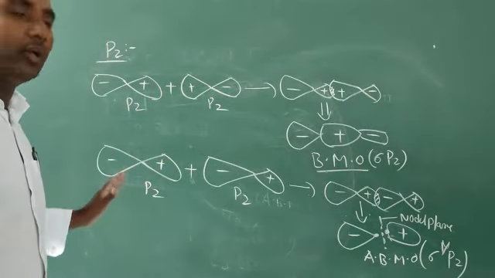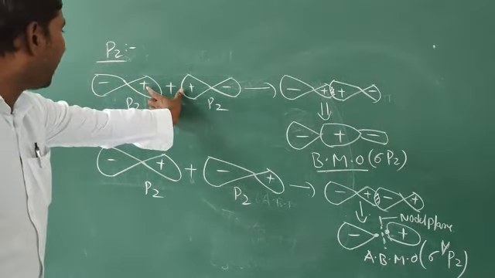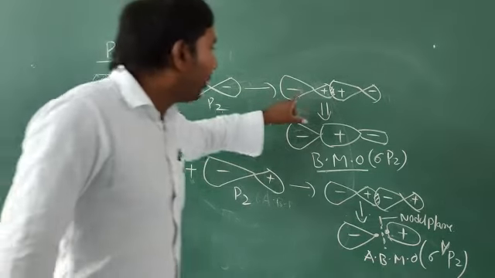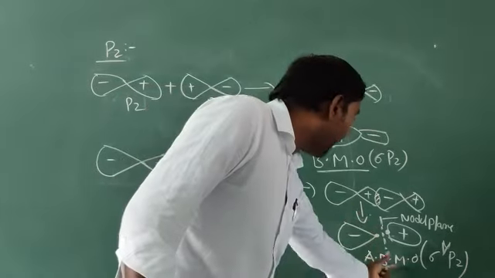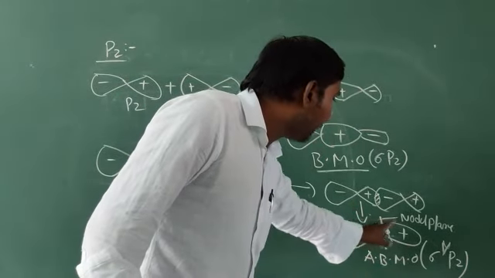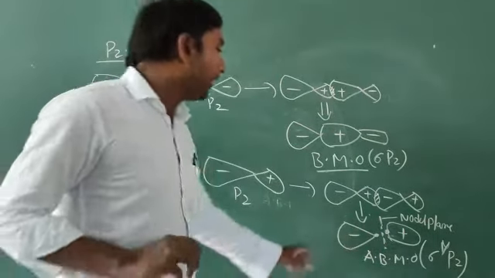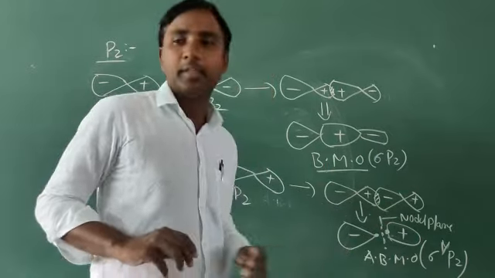Diagrams like these are sometimes directly asked in the exam. Here, opposite lobes, opposite side lobes; here, same side lobes undergo overlapping. This is the bonding molecular orbital. This is the anti-bonding molecular orbital. Here, in the anti-bonding orbital, a nodal plane is formed. Understand?